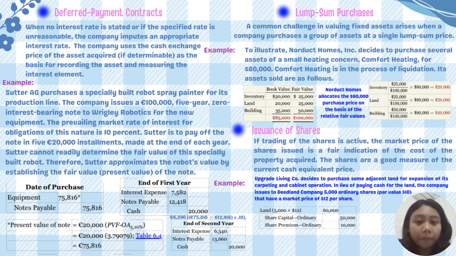So the interest expense and notes payable must balance with the cash that was already said, 20,000. So after the first year, we record for the second year.